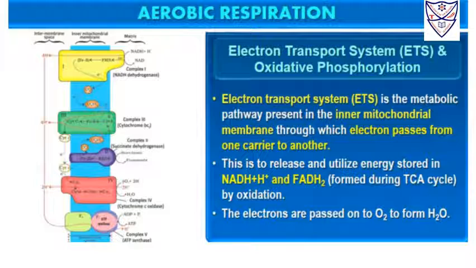The electron transport system is a metabolic pathway present in the inner mitochondrial membrane through which the electrons pass from one carrier to another. This is to release and utilize the energy stored in NADH, H+ and FADH2, which we got from the TCA cycle, by oxidation. So the electrons are passed on to oxygen and we have a water molecule.